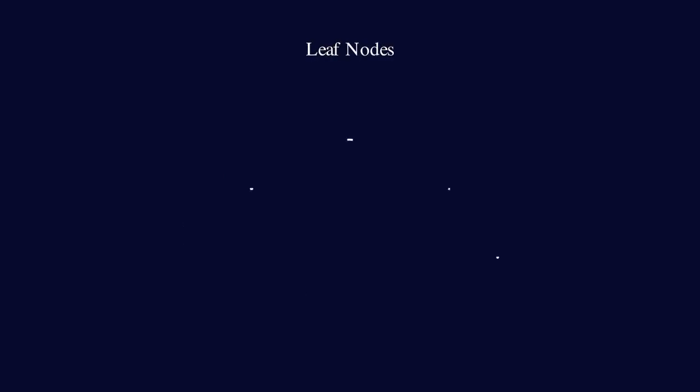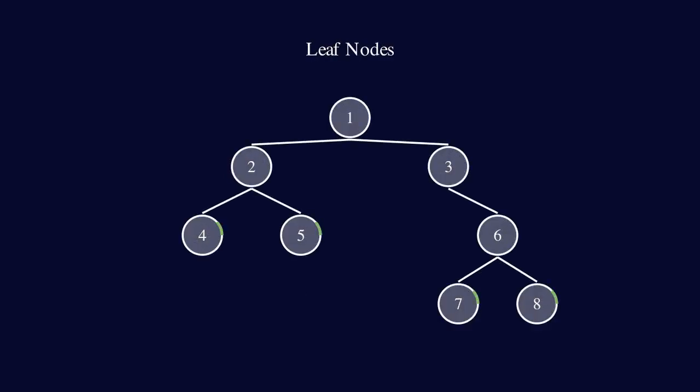Now collect leaf nodes. A leaf has no left child and no right child. Use a recursive traversal, visiting left subtree first, then the node, then the right subtree. Whenever you see a leaf, add it. This naturally gathers all leaves from left to right.